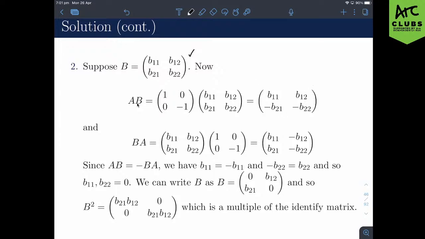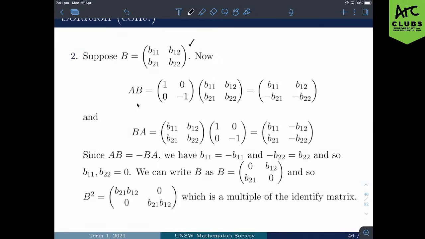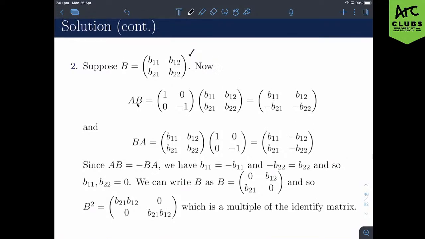And I want to find what BA is now. I do the same thing, matrix multiplication, and find that BA is this, which is nice. So now I want to equate AB and BA. Let's write that out because I didn't want to pack the slides too much. I'm just taking the negative of this because this is actually BA, and AB is equal to minus BA rather than BA. So let's write out the negative.